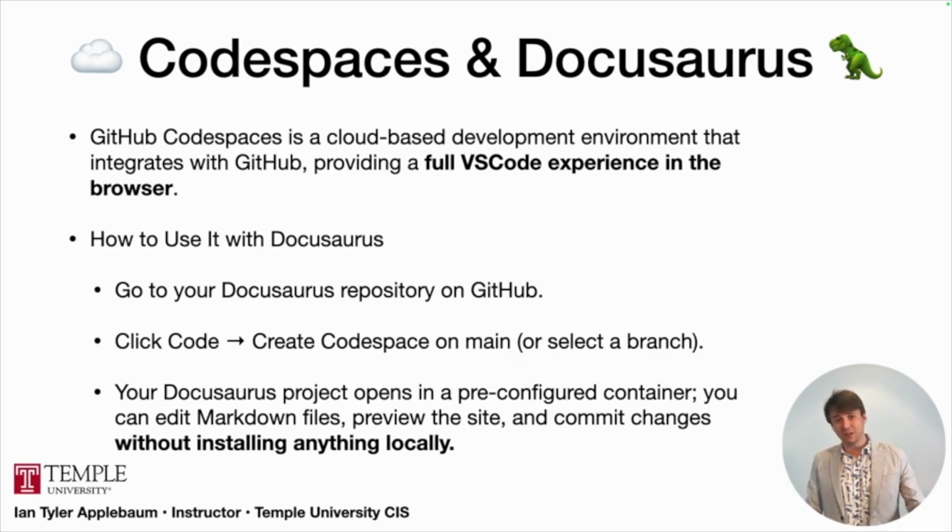So how do you use it? You have to go to your repository on GitHub, and there's a Create Codespaces button. It's near that big green code button. So you click the big green code button. You'll get choices as either local or Codespace. You'll select Create Codespace, and then it'll create a Codespace on main.